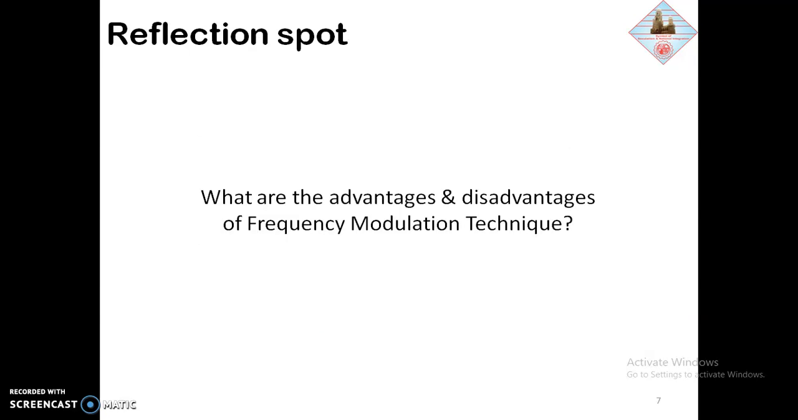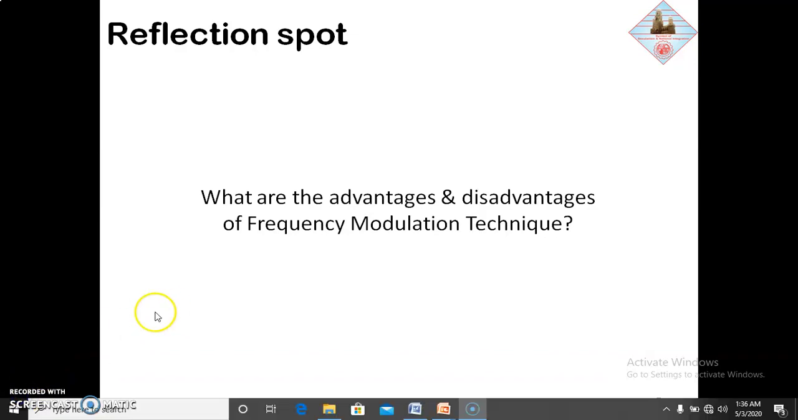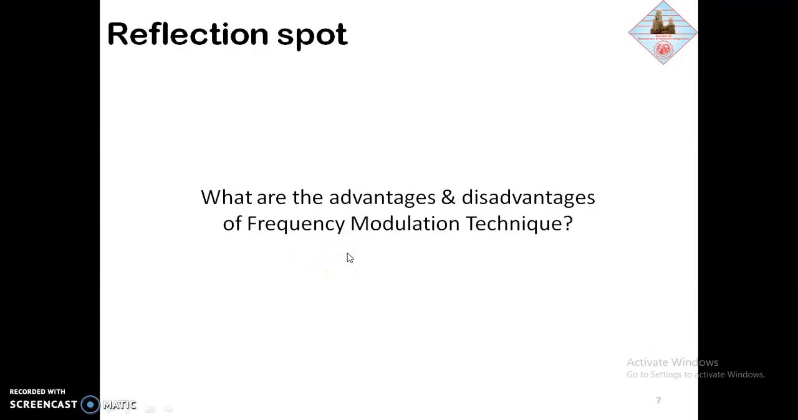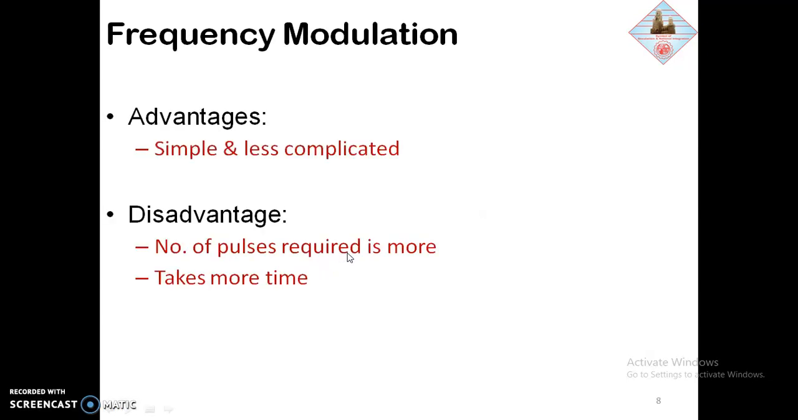Now here is the question for you. I want you all to pause the video and think what are the advantages and disadvantages of FM technique and write them down in your notebook. I assume that you have written something about it, and now let's take a look at what are the advantages and disadvantages of FM technique.